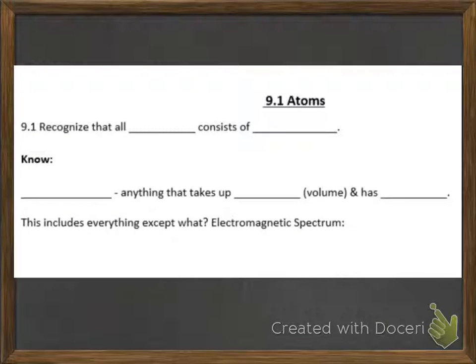Okay, now we're going to talk about SPI 9.1. We're going to talk about atoms. You need to recognize that all matter consists of atoms. Okay, so that is the main idea or the standard here.